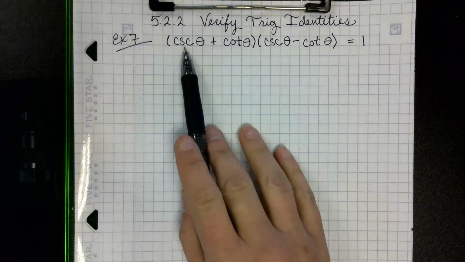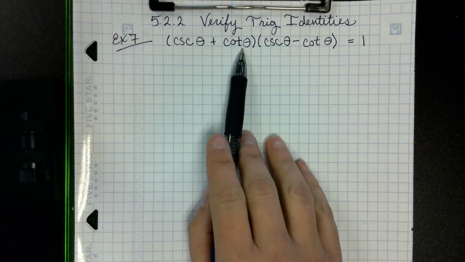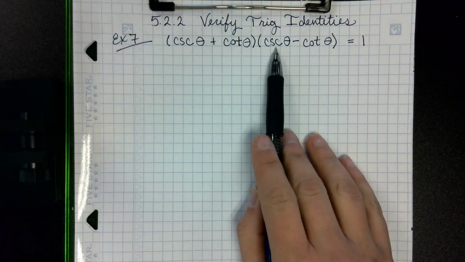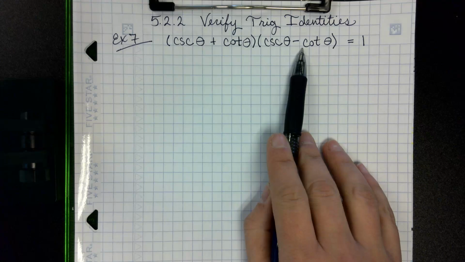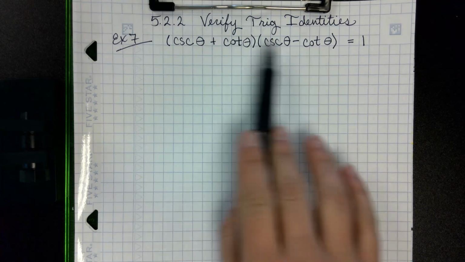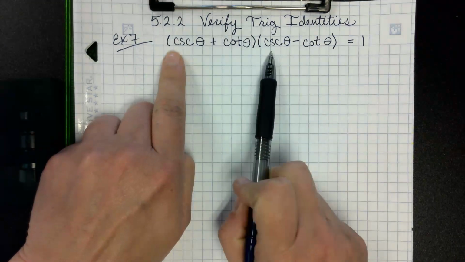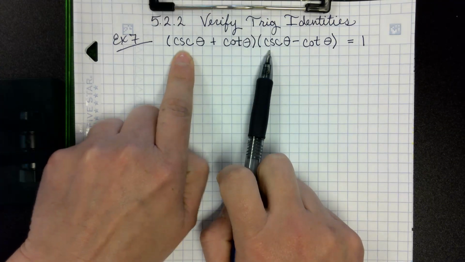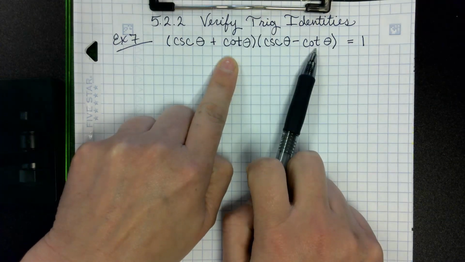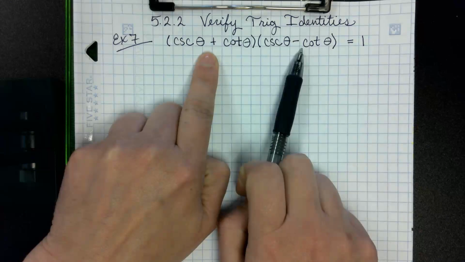So here we have cosecant theta plus cotangent theta times cosecant theta minus cotangent theta. So we have two binomials being multiplied together. In the previous example, we had to actually multiply them all the way out because they weren't the same. It was 4 different terms. This time, the first term of each is the same. The second term of each is the same. One's positive and one's negative.